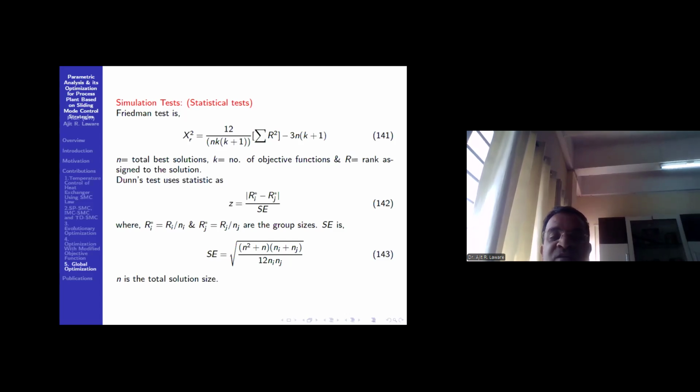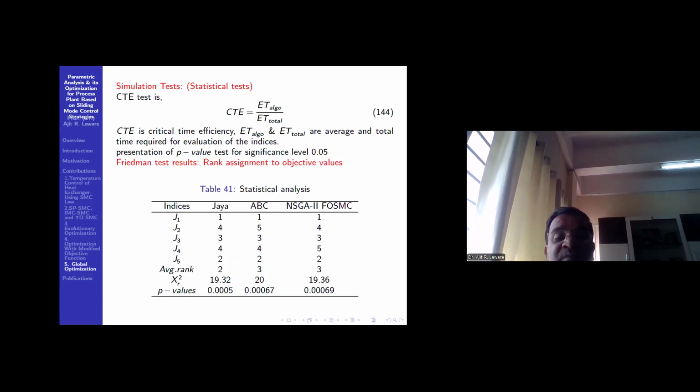So the Friedman test is given by this equation 141, while AC is the standard error. Standard error in three algorithms is given by equation 143. CET is the critical time efficiency, how much time that particular algorithm takes to provide the objective function values and controller parameter values. Also rank assignment I have done here. For the best solution, rank first is there. For the worst solution, the lowest rank is there, and meanwhile the medium rank is there. So rank assignment has been done, and that is given by the Friedman test.